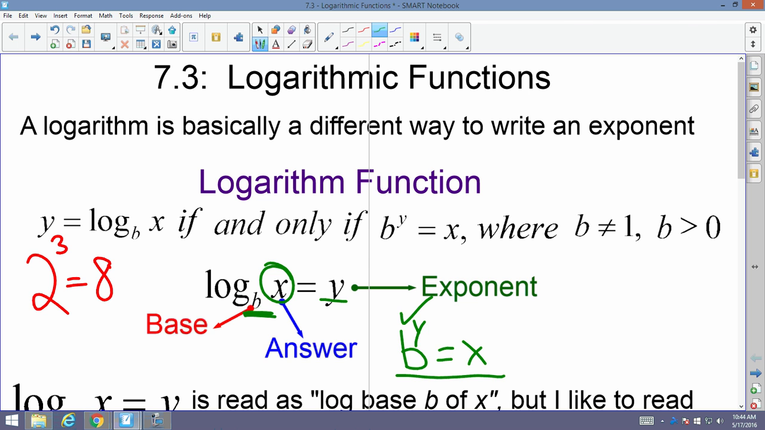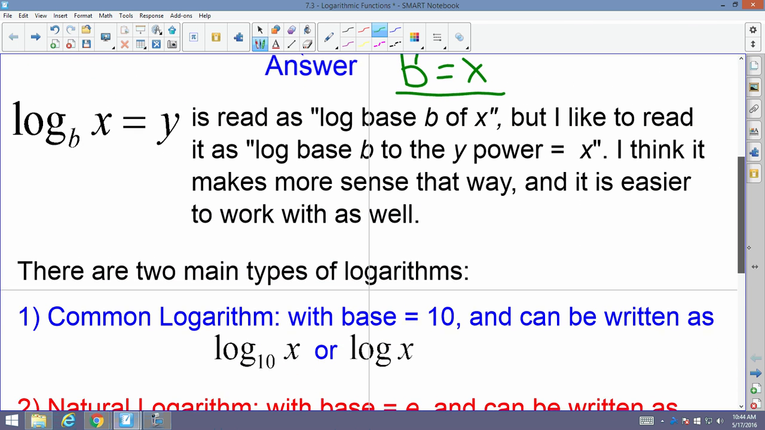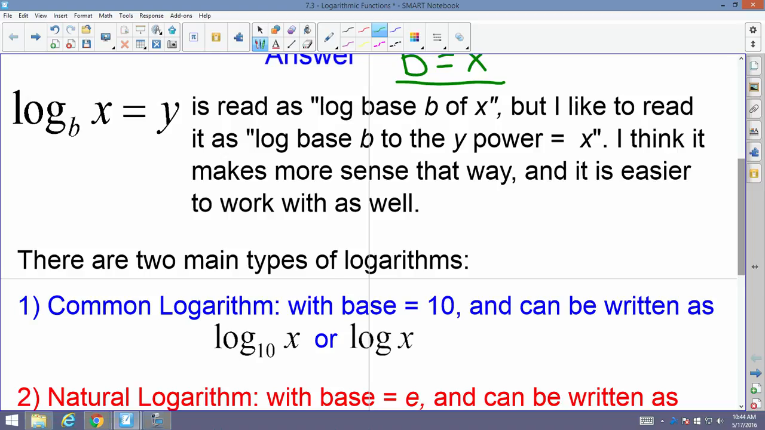Now, I'm going to redo it for you. Log base b of x equals y is read log base b of x. But I like to read it log base b to the y power equals x. Because it's b to the y power equals x. You feel me? Okay. I think it makes more sense that way, and it is easier to work with as well.